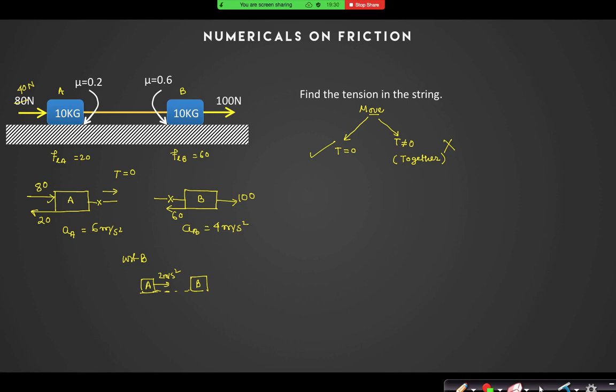No, that cannot be said because B pulls A along with it. With respect to A, B is moving away. Tension will be greater than 0. So with respect to A, B is moving away. So what will be the value of tension? 10 Newton. Yes, 10 Newton will be the answer.